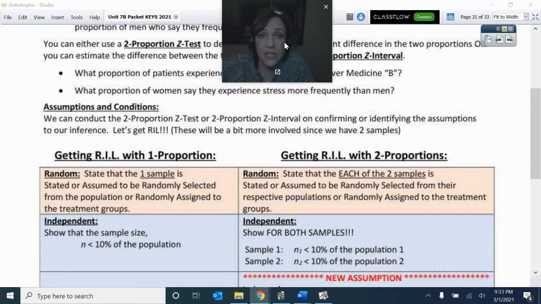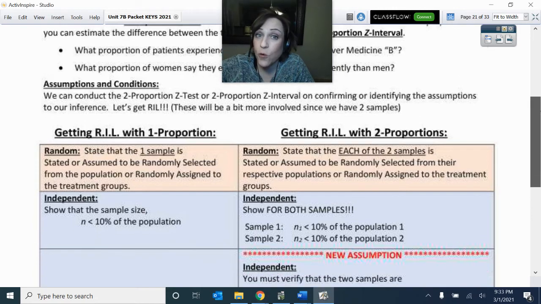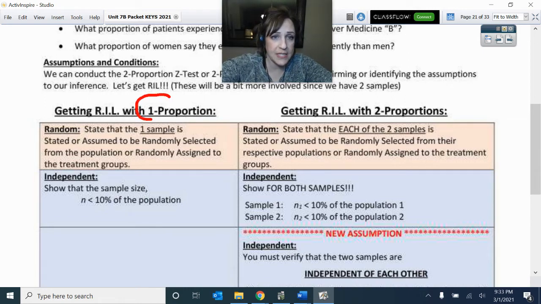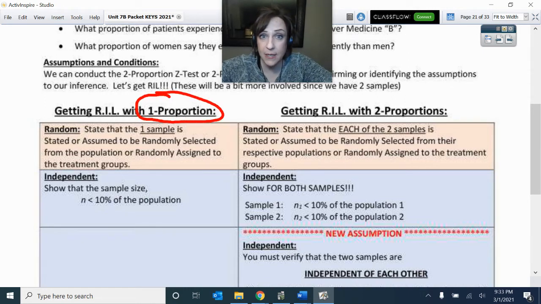Now, let's take a look at what we have here. We are going to do the two proportion Z tests and intervals, and of course we have to check our conditions, just like we had previously done. There's a couple little things different, so I'm going to show you side by side the difference between doing these conditions and assumptions with just one proportion versus doing them with two proportions. Okay, how do those look different?